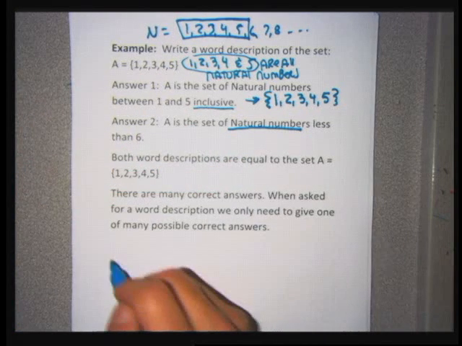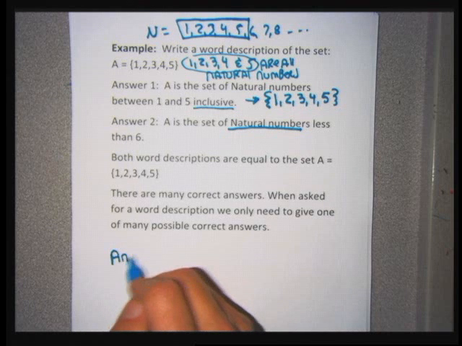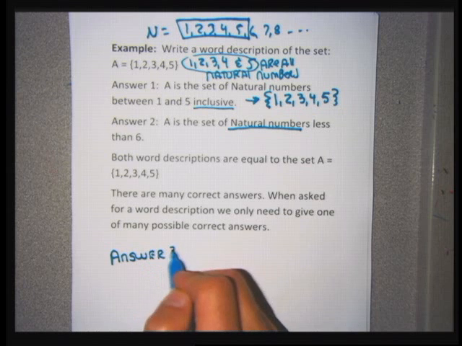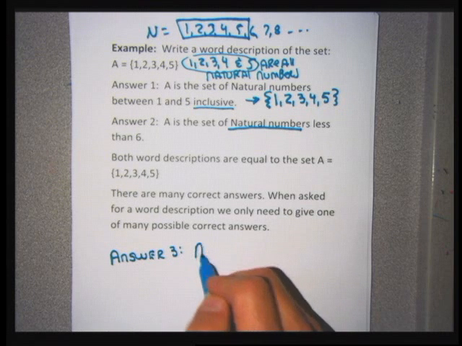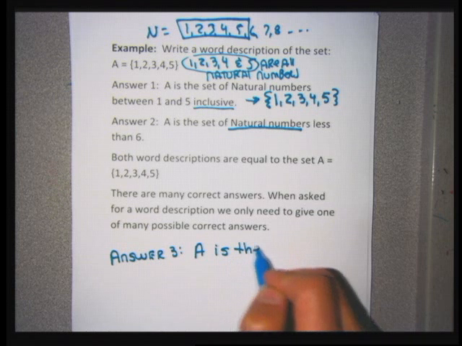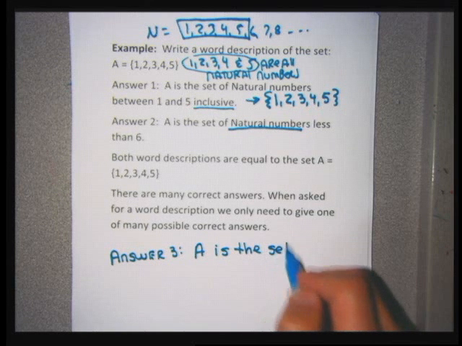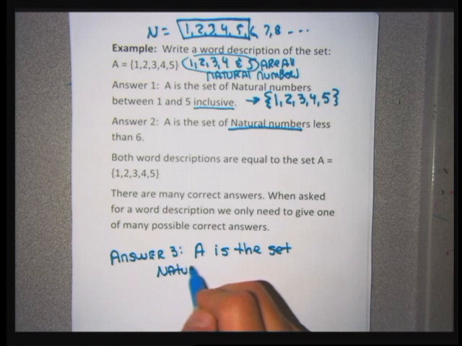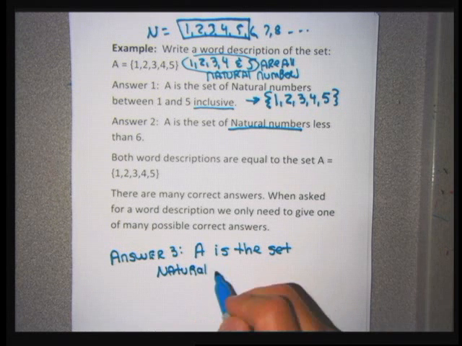I don't have it on this handout, but I could even write another one that would be completely fine. So I could write answer 3, A, because it's set A, is the set. And it's kind of hard for me to think of a nice answer that doesn't have the words natural numbers in it, just because that throws out the fractions, negative numbers, and the decimals.